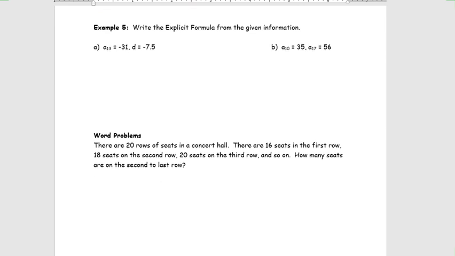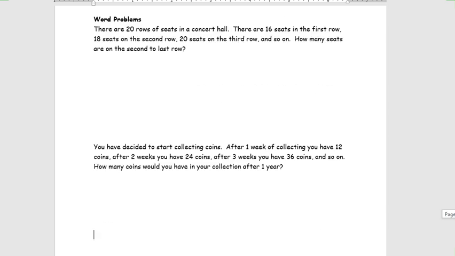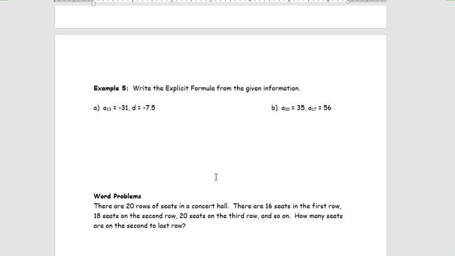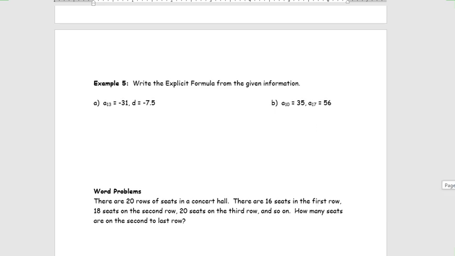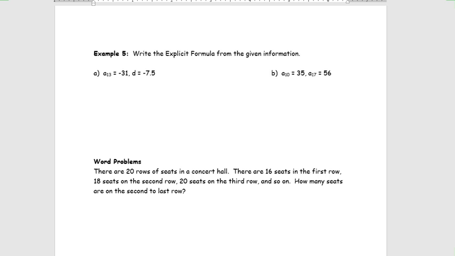All right, let's write an explicit formula from some different information here. We've got a little bit more work to do on these problems. So we have a sub 13 equals negative 31 and a common difference of negative 7.5. So what we need to write an explicit formula is either to have the sequence so we can find the difference and then go back to the 0th term, or if we know the common difference and a sub 1, we can plug it into the formula. Well, we don't have enough information to get the sequence right now.